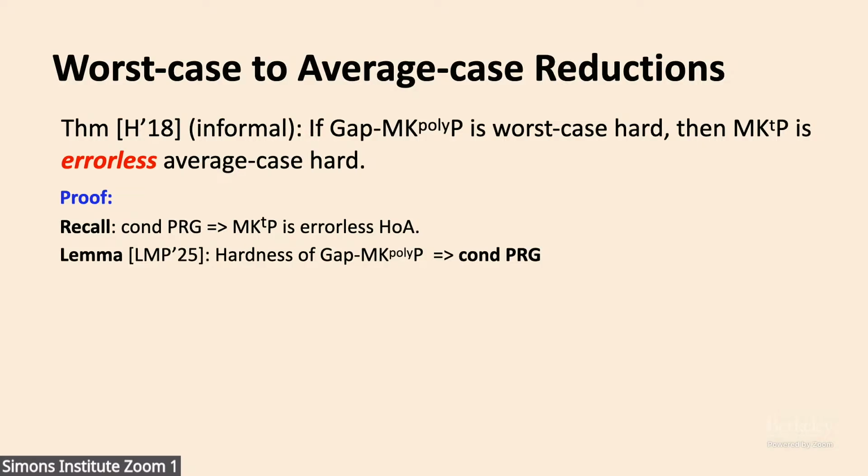Now we want to construct an auxiliary input conditional PRG from worst case hardness of this problem. Okay? How can we do such a thing? We don't know how to construct PRGs from worst case hardness. Or do we? Anyone know any PRGs from worst case hardness? Sorry? I know, yes, but I think you also know.